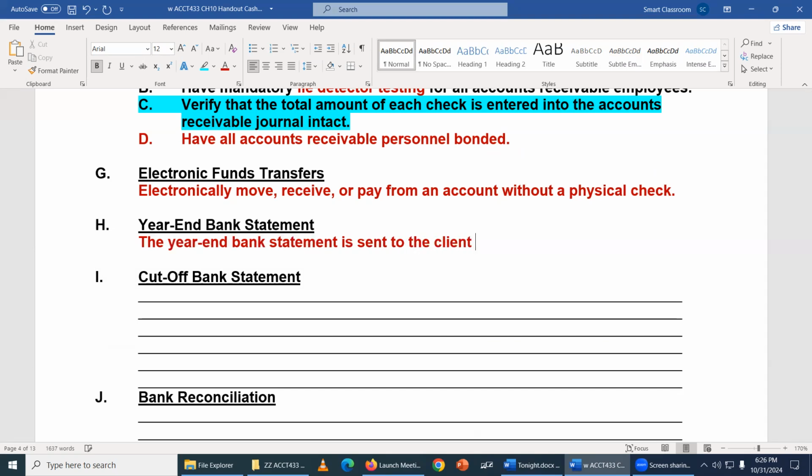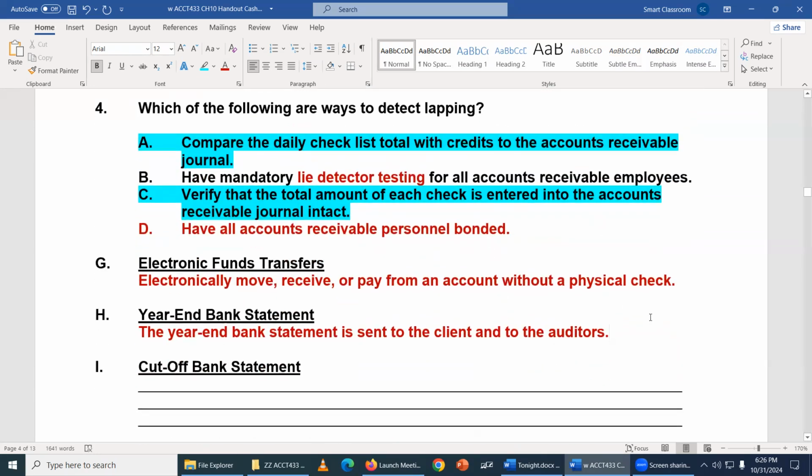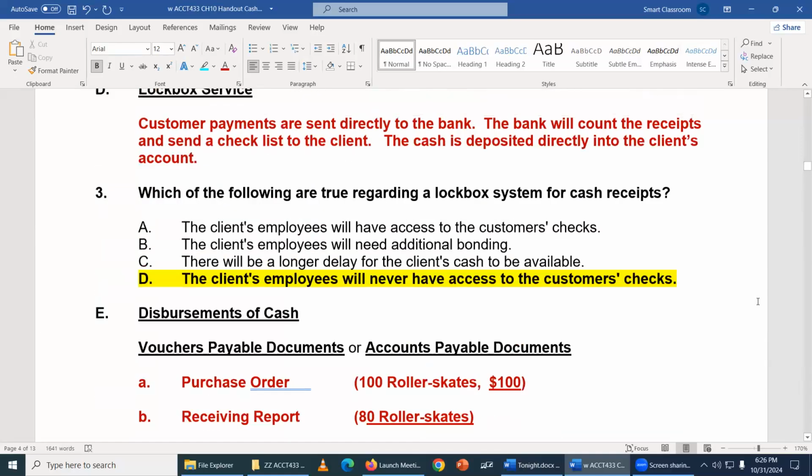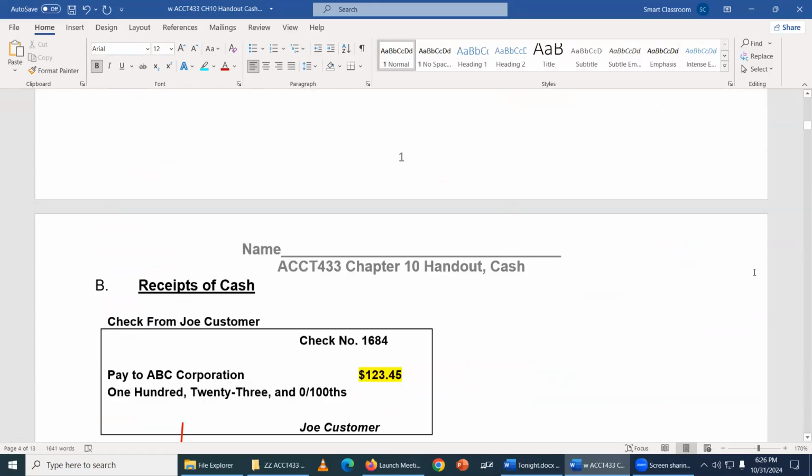It's sent to the client and to the auditors. And this is... I think we talked about this, didn't we? Did we talk about making evidence better? I can't remember. I didn't. Okay.